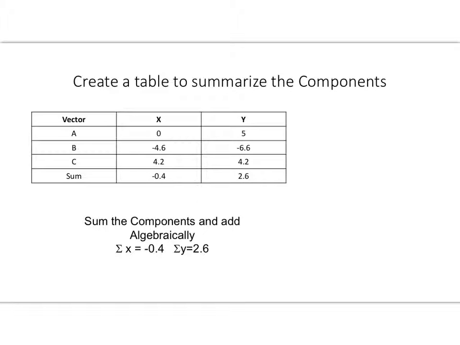So here I just transferred the component values into this table. I've got my x components here. Notice I was careful to include the signs here and the y components here. Then down here is just the algebraic sum of these three components, and then this is the algebraic sum of these three components. And down here, this is just summarized. The sum of the x is negative 0.4, the sum of the y is 2.6.